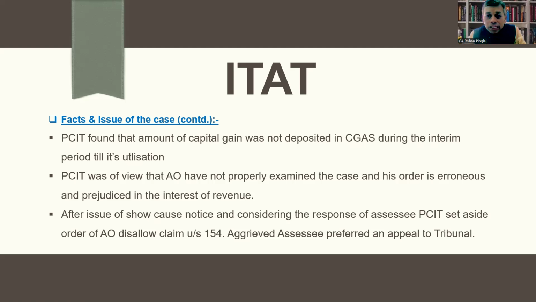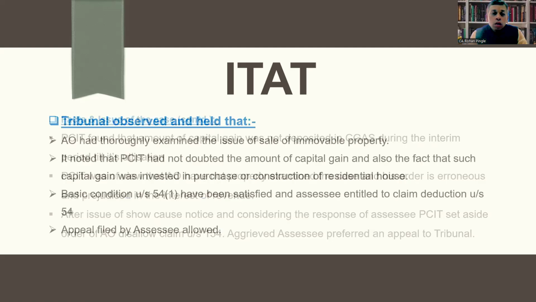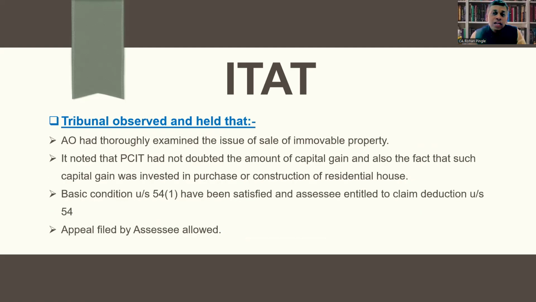After issue of show cause notice and considering the response of the assessee, the PCIT set aside the order of the AO and disallowed the claim under section 54, and therefore the aggrieved assessee preferred an appeal to the tribunal. Then the tribunal observed and held that the assessing officer had truly examined the issue of sale of immovable property. It noted that the PCIT had not doubted the amount of capital gain and also the fact that such capital gain was invested in purchase or construction of a residential house.